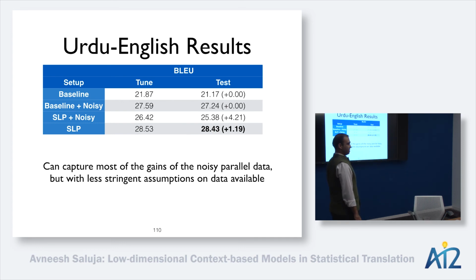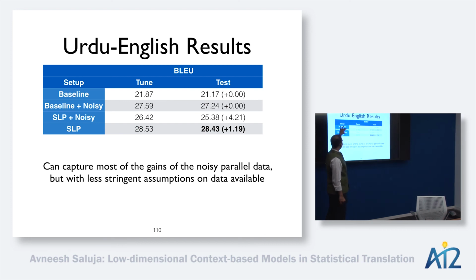And then we looked at this Urdu English data set. This is actually a much more realistic scenario because we have a baseline setup, which is a fairly small setup, but then we have a bunch of noisy data. The noisy data is sometimes parallel, but not all the time. One interesting experiment is if we assume that the noisy data was completely monolingual, we get roughly a gain of 25.3, a plus 4.2 gain.